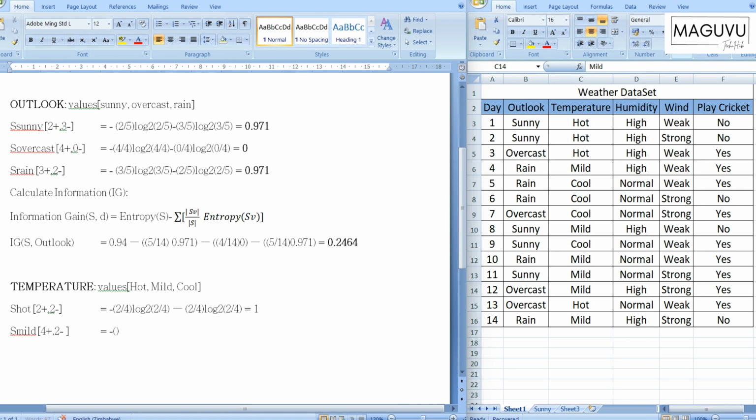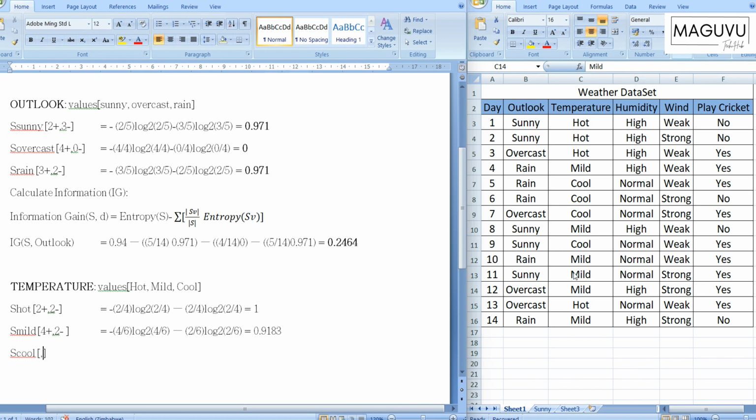And then we proceed to say 4 divided by 6 log 2 of 4 divided by 6. And then we also want to look at the negatives, which is the remaining 2 divided by 6 log 2 of 2 divided by 6. This gives us a value of 0.9183. Let's consider the last value, which is cool. And let's now look at the proportion of cool.